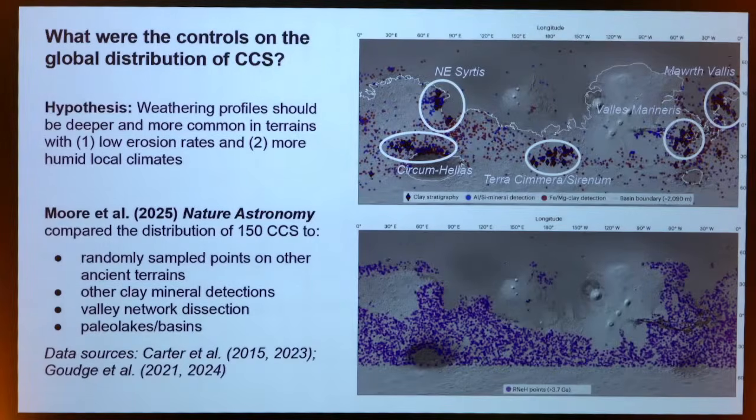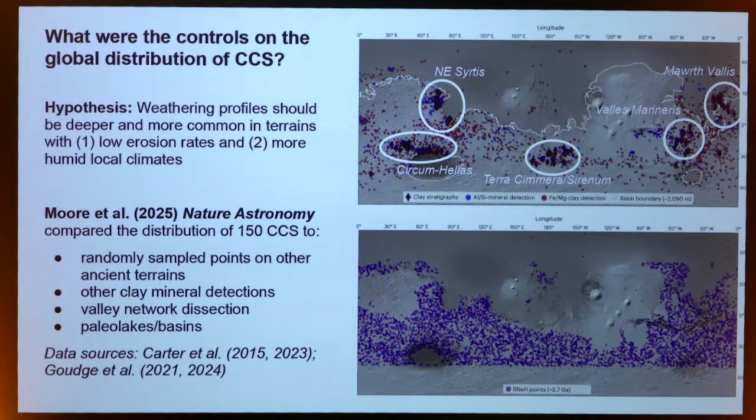Okay, so next question. This is from a paper by Rihanna Moore out of Tim Gouge's group at UT Austin. We were looking at the global distribution of clay stratigraphies and what their distribution can tell us about what controlled where and when they formed. And so these are weathering profiles. On Earth, these things tend to form in tectonically stable regions that aren't experiencing much uplift and have fairly low erosion rates. And so that was our hypothesis going in, that we should find these things in areas with low erosion rates and potentially in areas that have locally more humid climates.